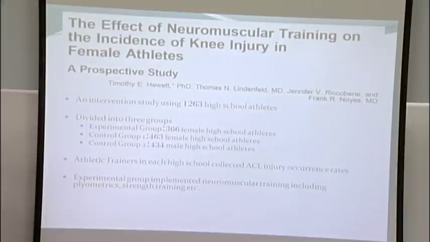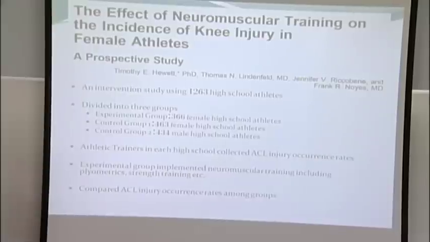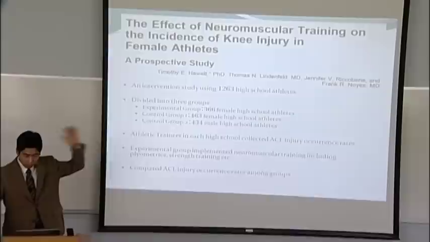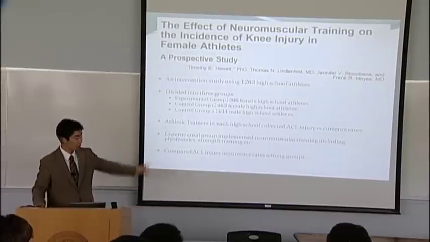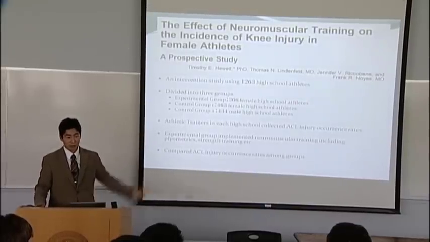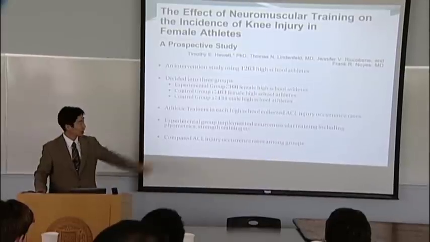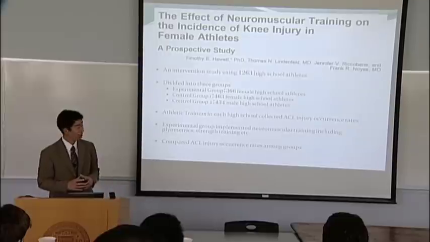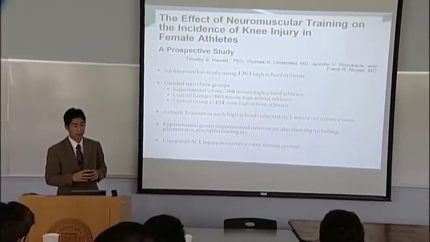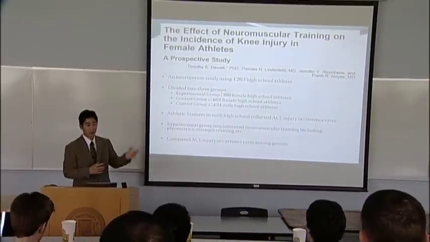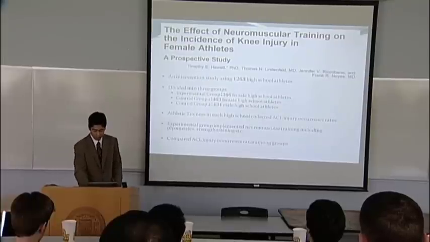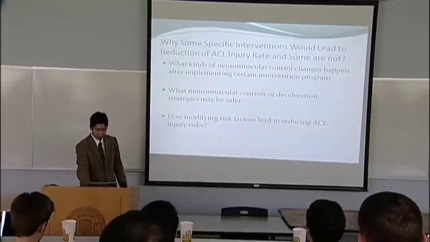The experimental group implemented some neuromuscular training, including plyometrics training, weight training, those kinds of things. Then they compared ACL injury occurrence rates among groups. I think this research design is very simple and looks maybe easy, but it's really hard to intervene with people, especially with this amount. We have to have so many people because if your number of subjects is small, no injury happens. So it's a really great study, I think.